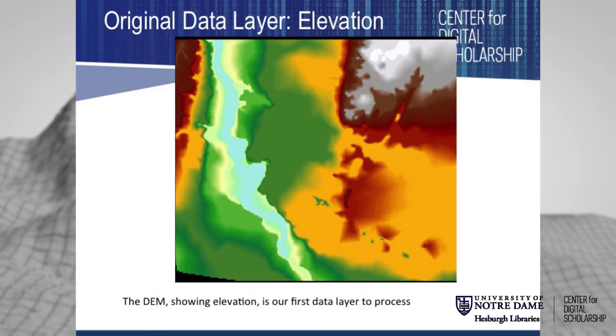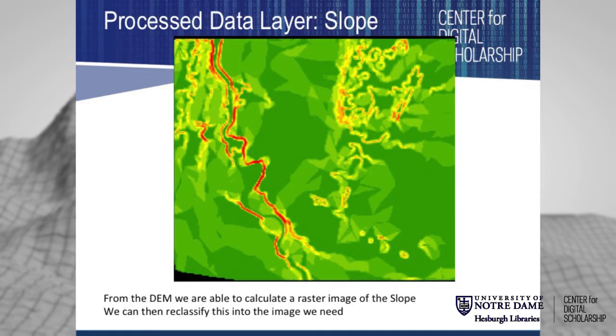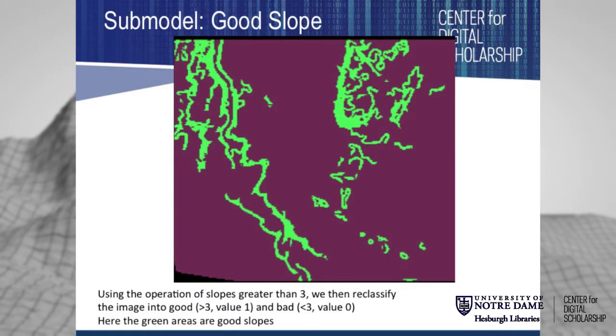So this is our DEM for the region, shows elevation. This is the first data layer we want to process. First, we're going to calculate a slope raster from it, which you can see here, sort of scaled from green to red. And then we're going to reclassify that into areas that are either with a slope of greater than 3 degrees or areas that are lower than 3 degrees. So a value of 1 means it's suitable, it's greater than 3 degrees slope. A value of 0 means it's less than 3 degrees of slope and it's not suitable for solar panels. So these are sort of symbolized here in green and purple. Green is good, purple is not good, 1 and 0.